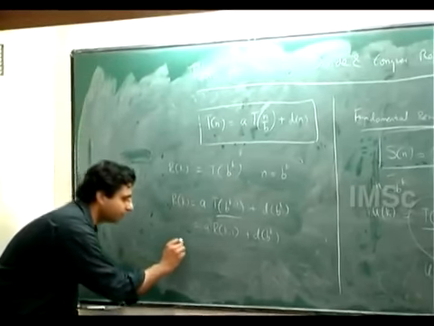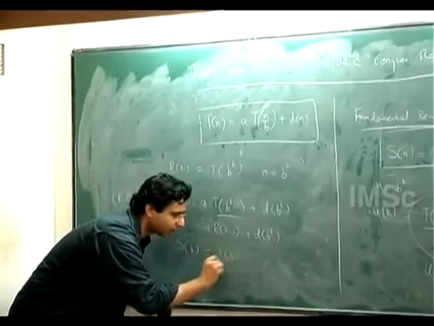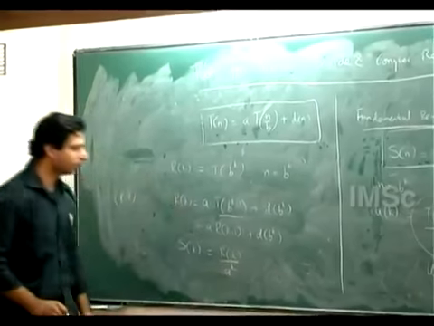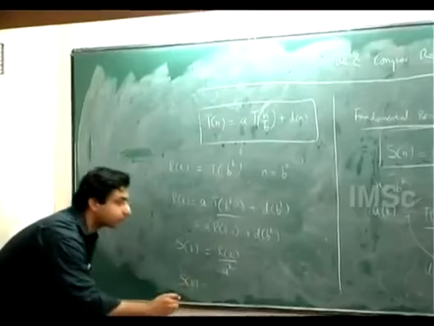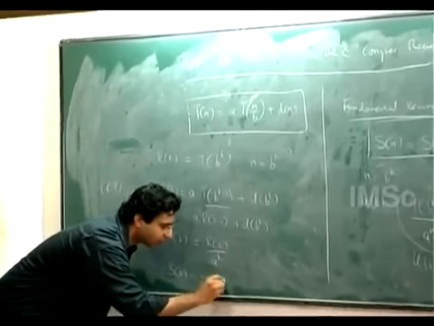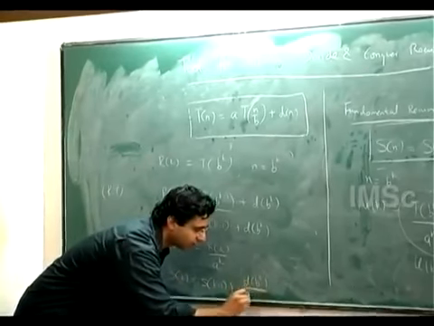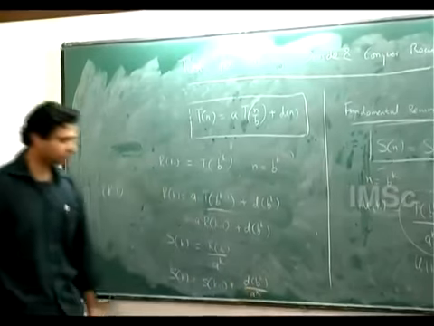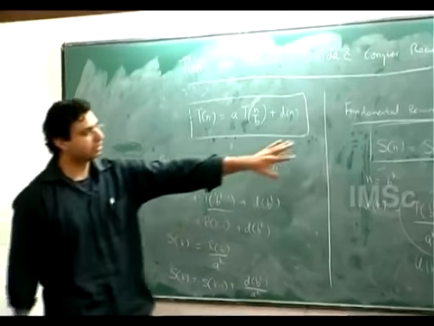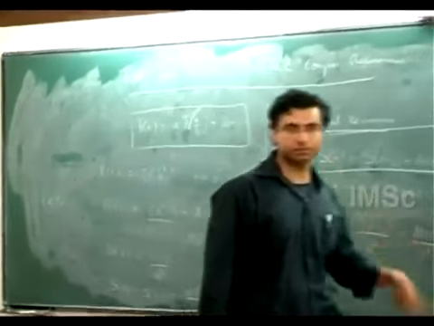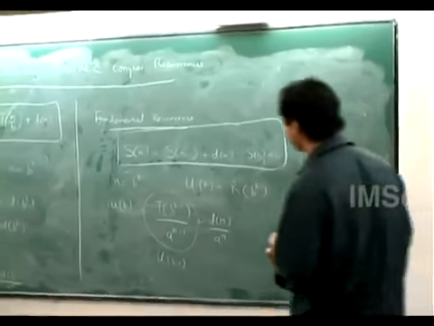How? I define s of k as r of k divided by a raised to k, and again I'll get s of k is s of k minus 1 plus this driving function evaluated at b raised to k divided by a raised to k, in this fundamental form. So now that it is in this fundamental form, we know that we can solve it.